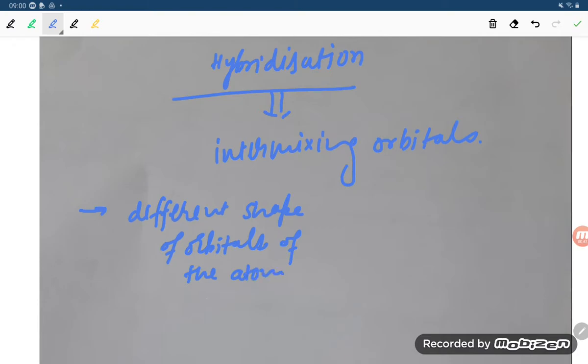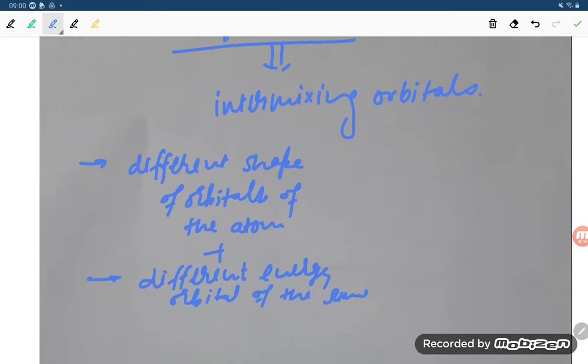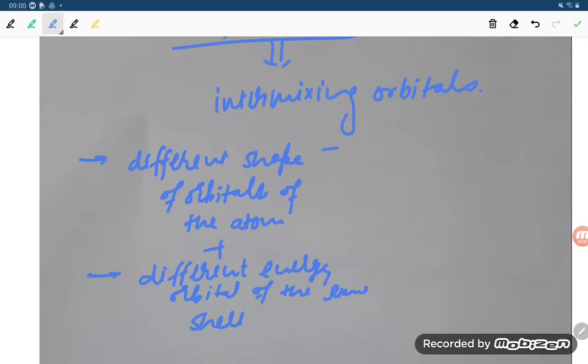The second point is different energy orbitals of the same shell. If they are in the same shell, these two will intermix together and form the same number of new orbitals.